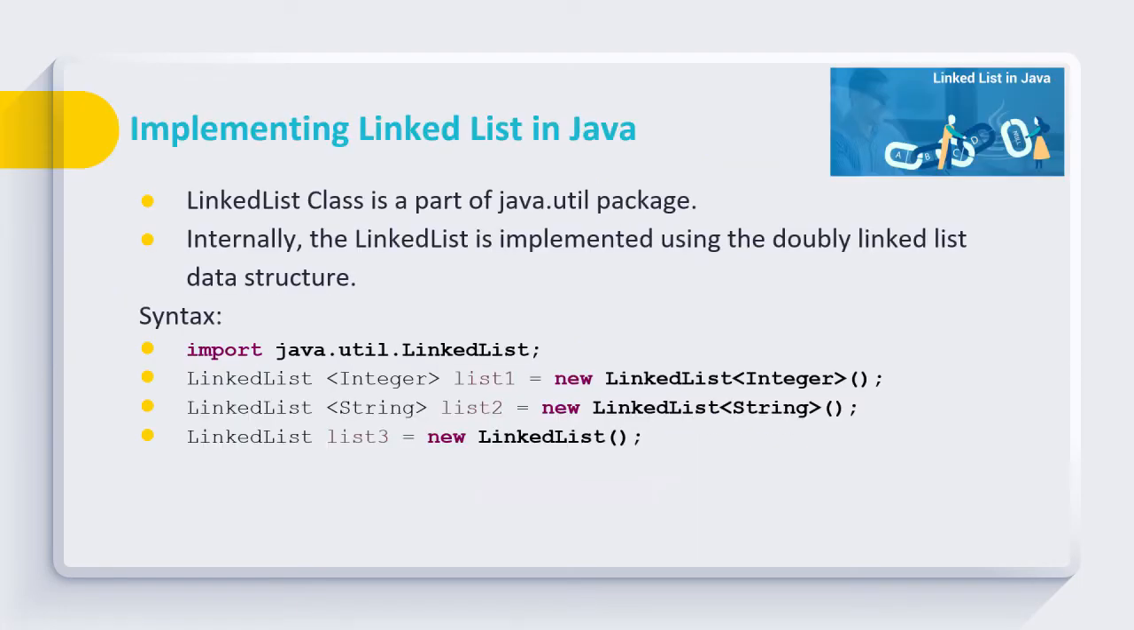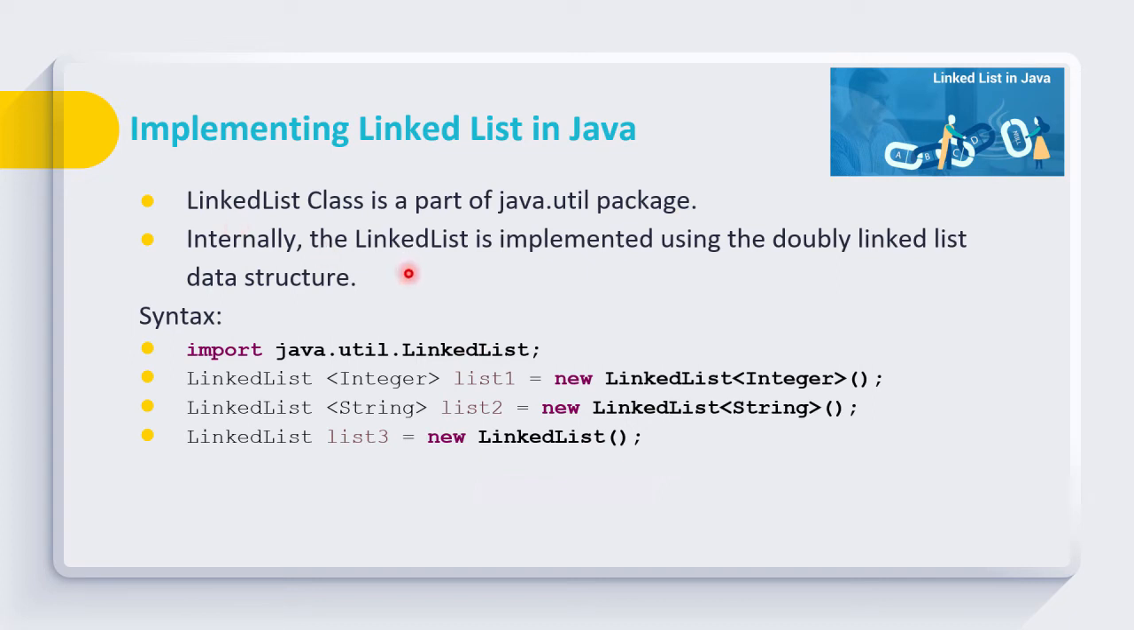To implement linked list in Java, we have a class with name linked list. This class is available as a part of java.util package. This is provided as one of the utilities in Java. In order to use this class, we have to import java.util package in the beginning of our code. After importing this package, we can directly create object of this linked list class.